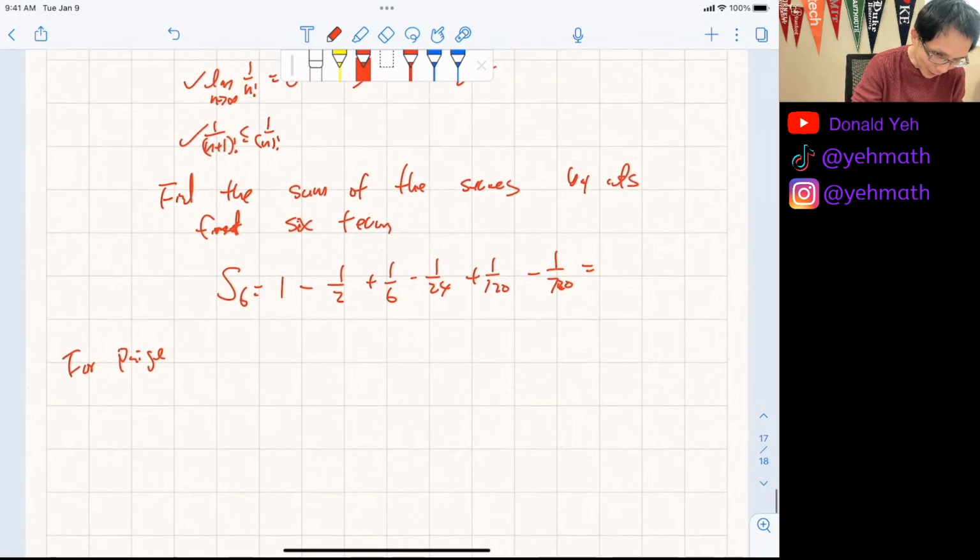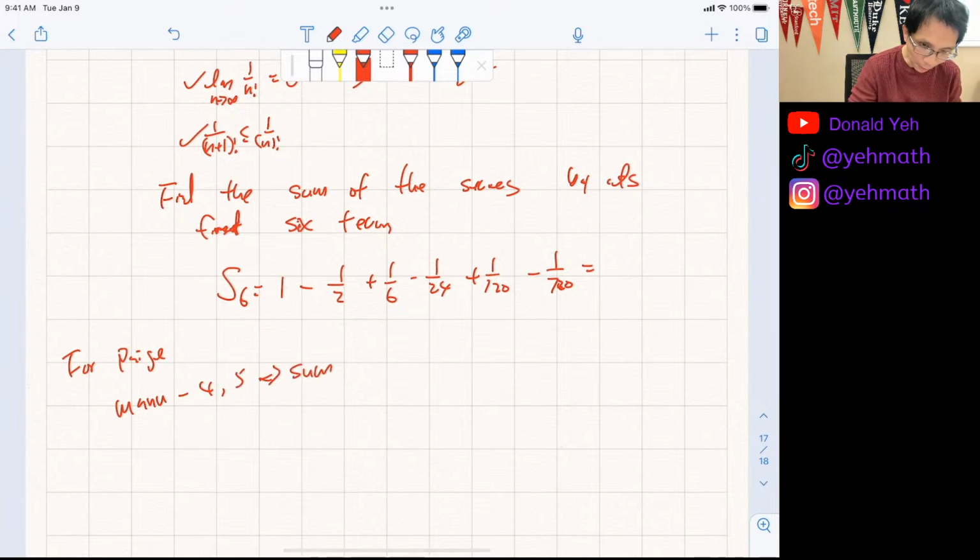So for Paige, it's menu. Let me find a factorial. 4 and 5, or 5 and 4. Okay, 4 and then 5. Then you could go to the summation, and hopefully you come up with a number here.